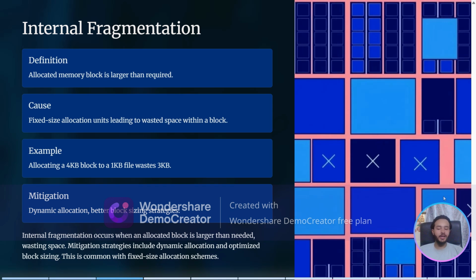Internal fragmentation occurs when the allocated memory is larger than needed, wasting space. Mitigation strategies include dynamic allocation and optimized block sizing. This is common with fixed size allocation schemes.